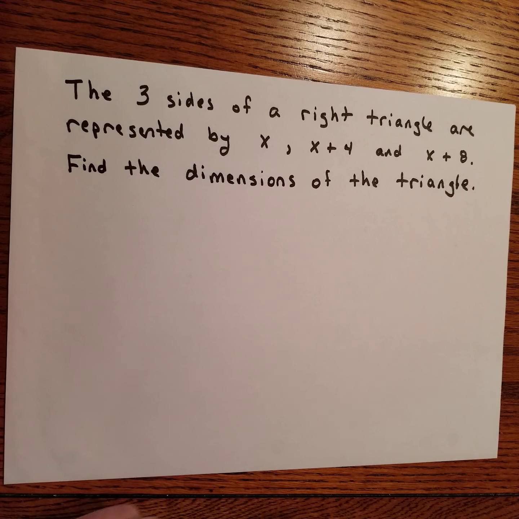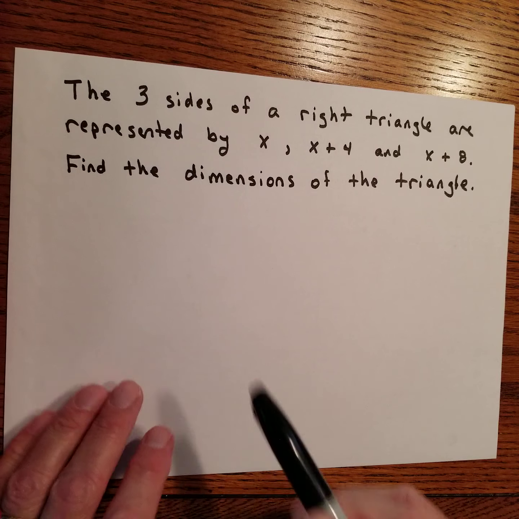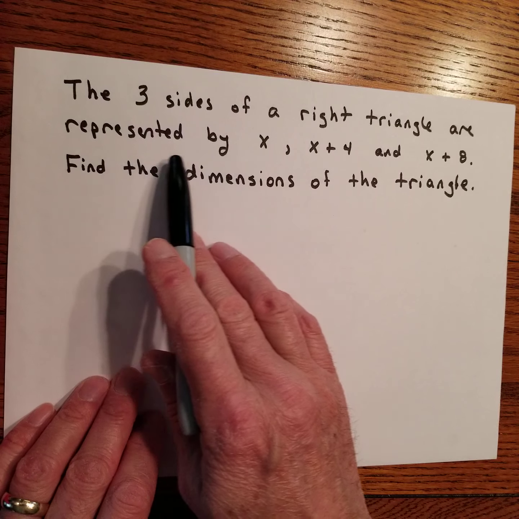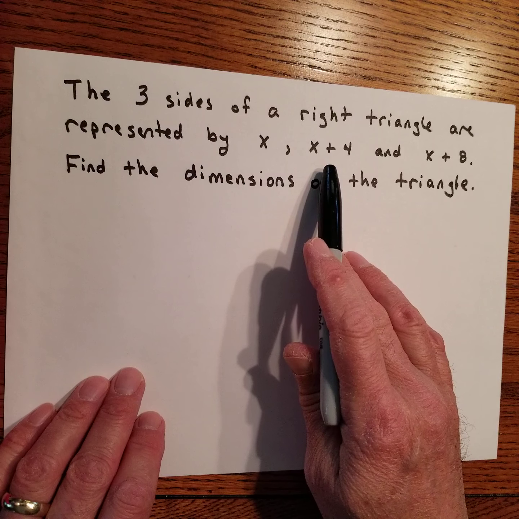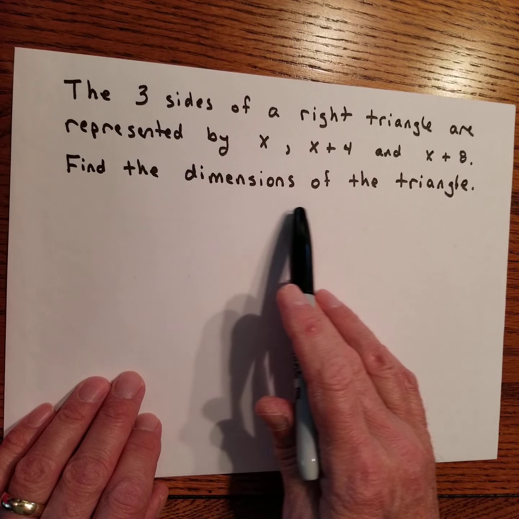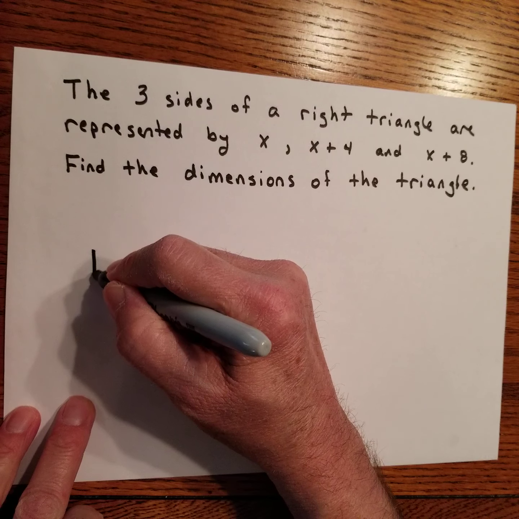All right, let's try a nice application problem now that'll use both the solve by factoring and the FOIL that we practiced in the last video. This problem says, the three sides of a right triangle are represented by x, x plus 4, and x plus 8. Find the dimensions of the triangle. Let's see if we can draw it.